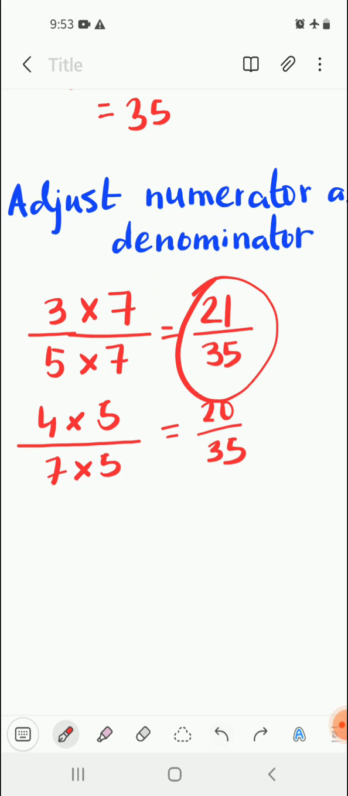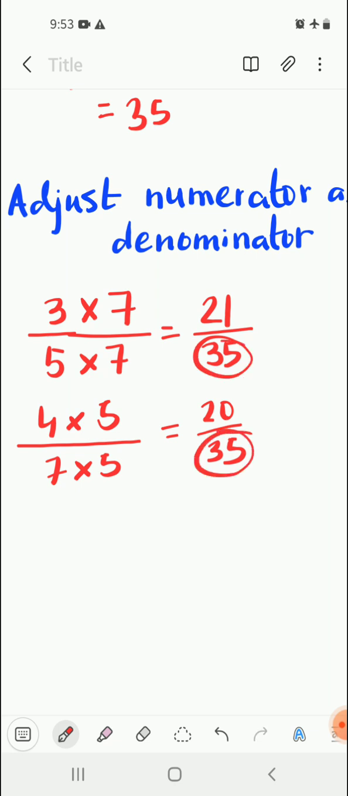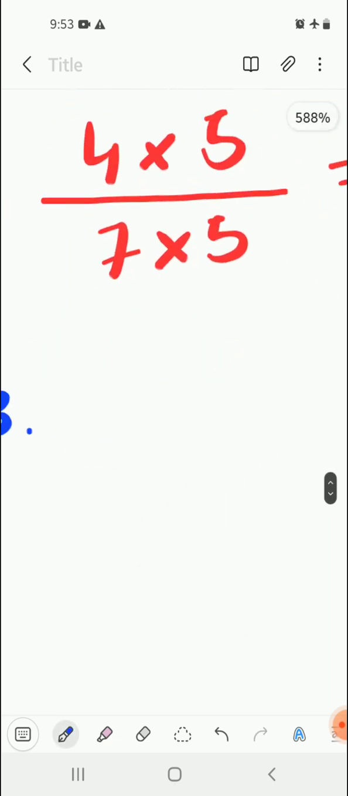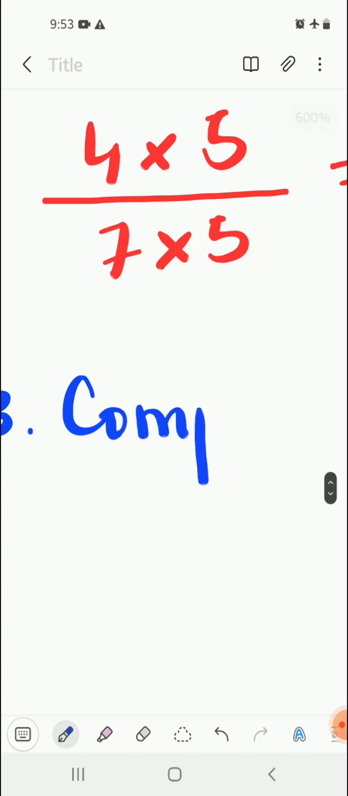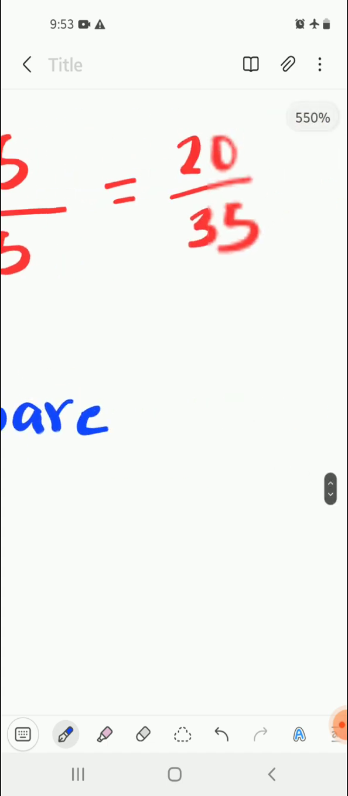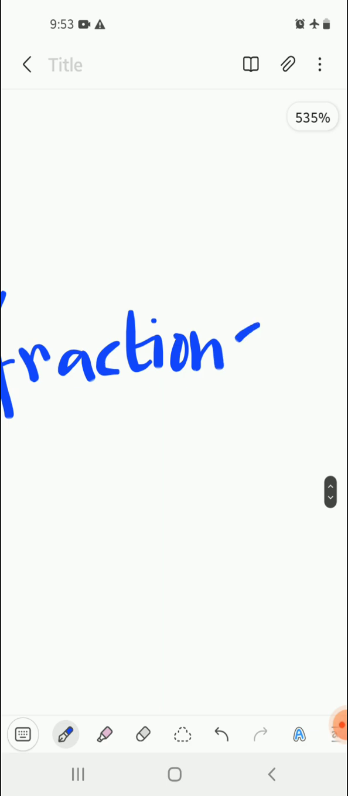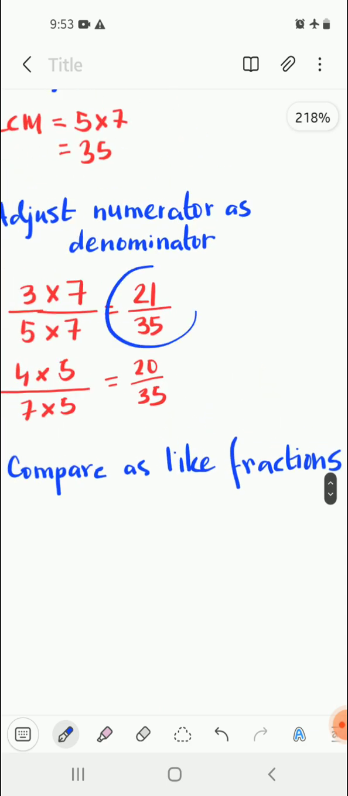Now, both become like fractions because both have the same denominator, that is 35. That was the very purpose of doing the LCM. Now, final step, step number 3, we will compare as like fractions. Like fractions are where the denominators are the same. The denominators are the same, so now it has become a like fraction.